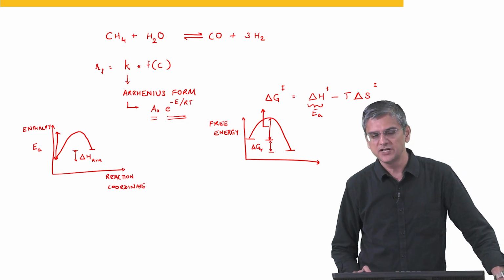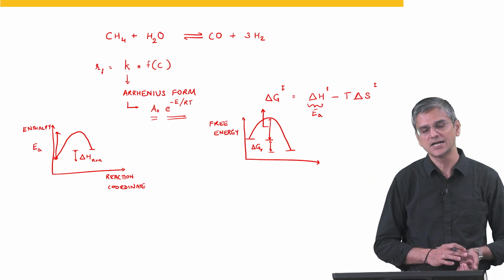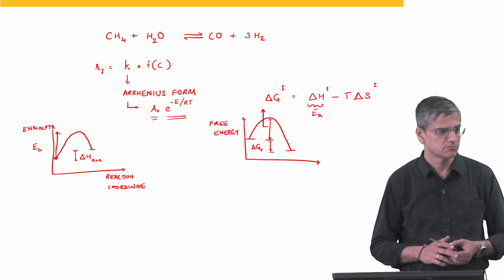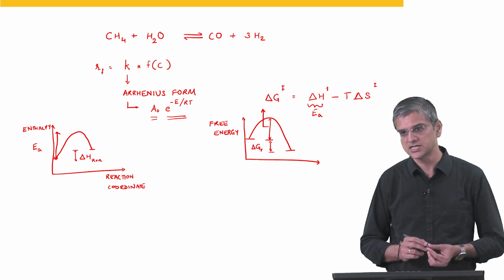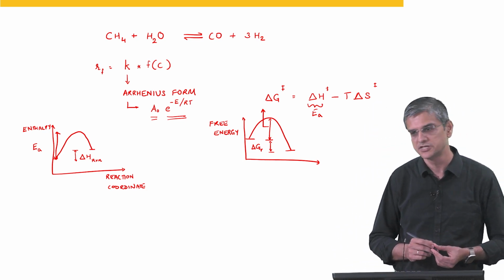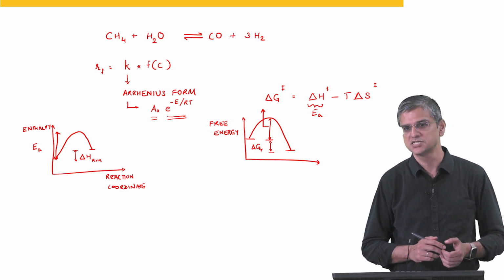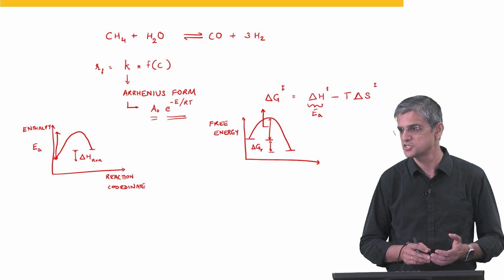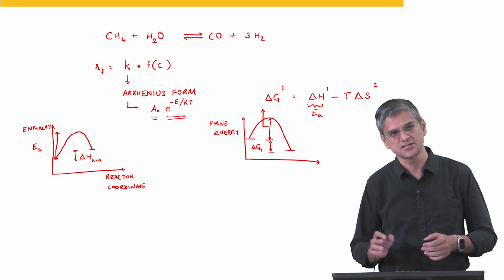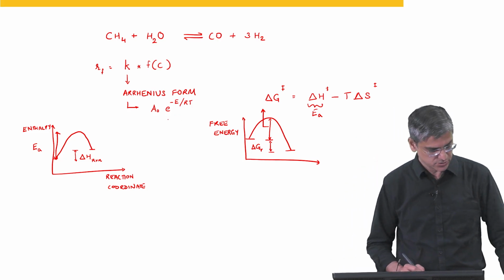Oftentimes delta S by R does not change a lot with temperature, and that is the reason why you usually take A naught as constant. But there are a few reactions, especially reactions that are mildly exothermic, mildly endothermic, reversible reactions, where delta S changes with temperature, and if delta S changes with temperature, your A naught will also change with temperature, and that is where the extended Arrhenius form comes from. So, those were the things that we have done with respect to kinetics.